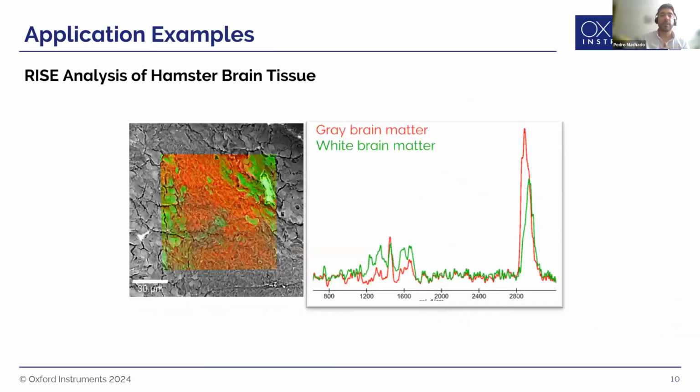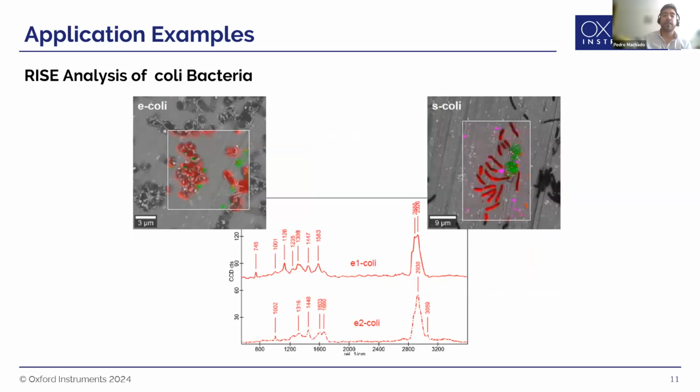So another cool example is that sometimes it's difficult to find differences just by ultrastructure alone. Here is an analysis of hamster brain tissue, where you are able to distinguish between gray brain matter and white brain matter by looking at the Raman spectrum. So you can know which type of cellular tissue you're looking at.